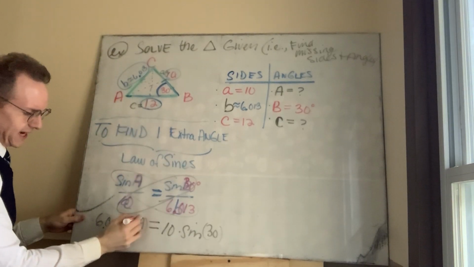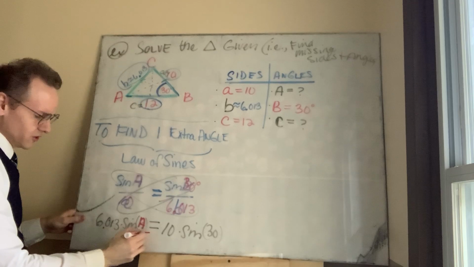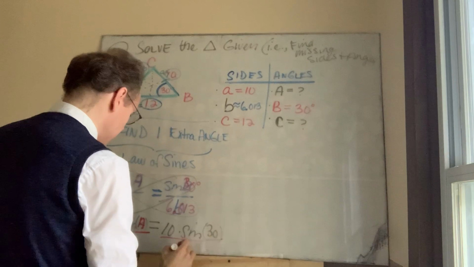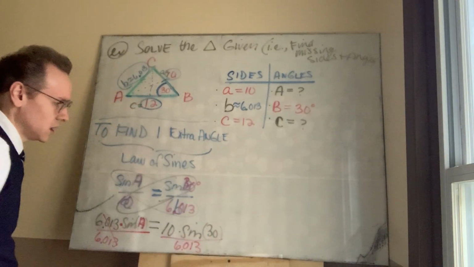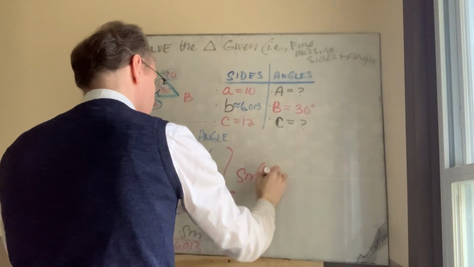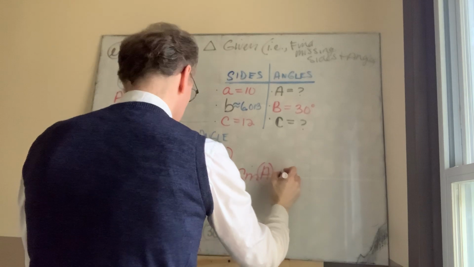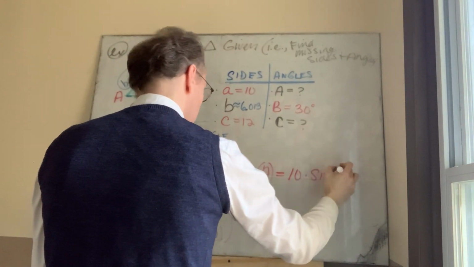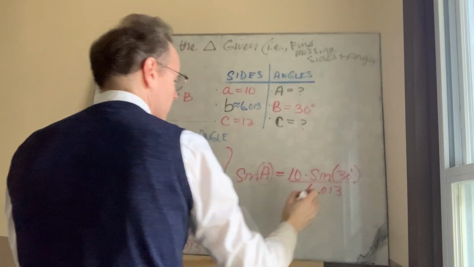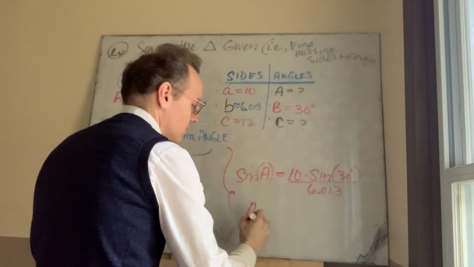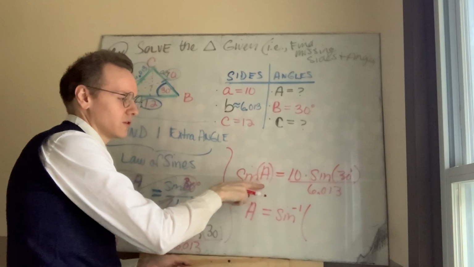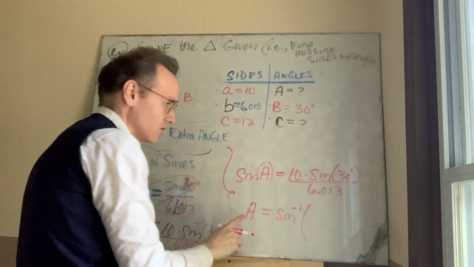We want to solve for A, so we've got to get A alone. The first thing would be to now divide both sides by 6.013, and then you're left with this. The sine of A, which is the argument of the function, is equal to 10 times the sine of 30 degrees over 6.013. Use the inverse, because the inverse of sine will give you the actual argument, that is the angle in this case.